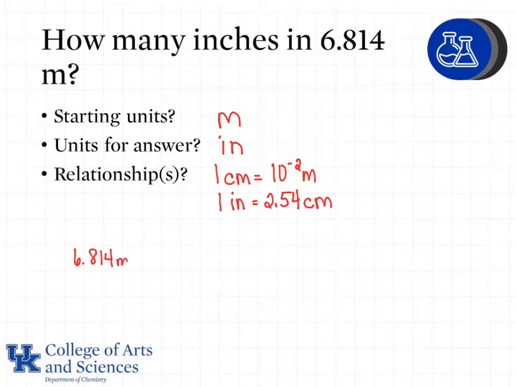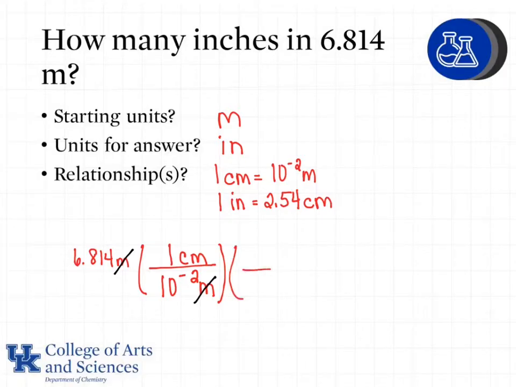So we're going to start with our 6.814 meters. We want to cancel out meters, so meters will go on the bottom, and we know from our relationship that 10 to the minus 2 meters is the value we're going to use, and we're trying to convert first to centimeters. So we have 10 to the minus 2 meters is 1 centimeter. We see that meters cancels out.